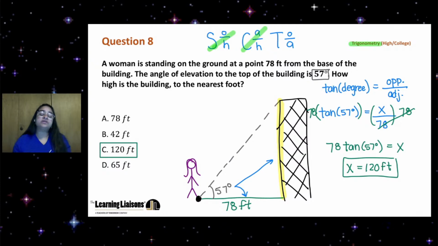Okay, so this is something that you definitely see with practice. Remember, elevation means to rise and depression means to come down. So if it was an angle of depression, you'd start from the top and have a down angle, if that makes sense, right? So it's just making sure that you're reading the problem.